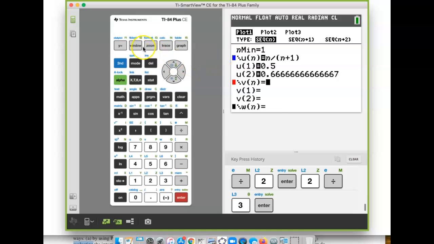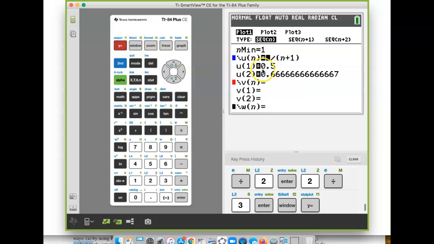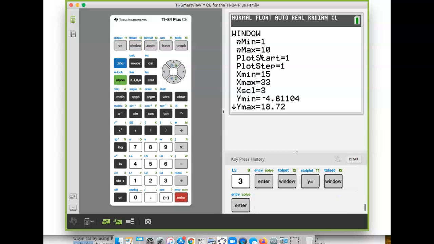And let's check our window. Yeah, so here you can set, I don't know why you need to define. Oh, you know what? Yes, I do. This just gives you the ability to define if your first n needs to be 1 or if it needs to be something else, right? So we saw that example where n started at 3. But for this one, I would want to start at 1. And for the window, n min and n max, so let's say I want to see the first 10 points. That's fine. And the plot step is going to be 1.